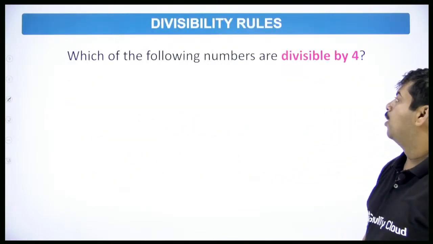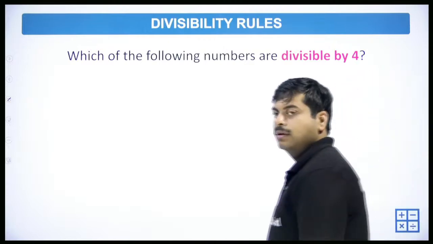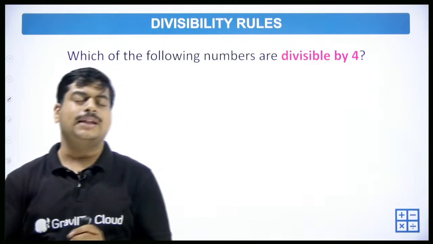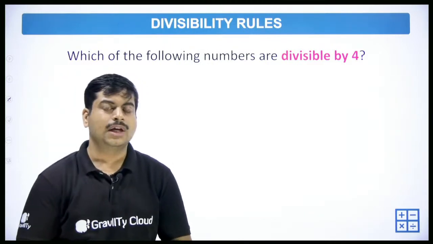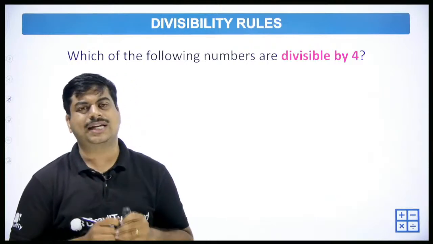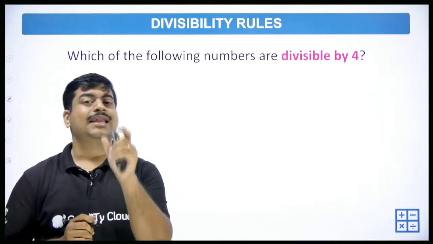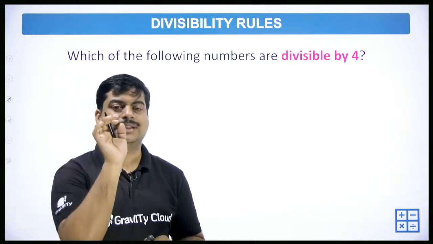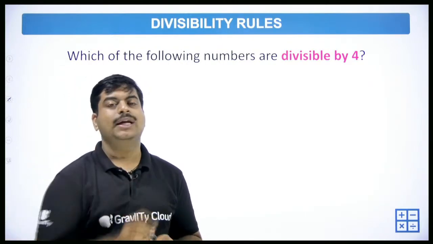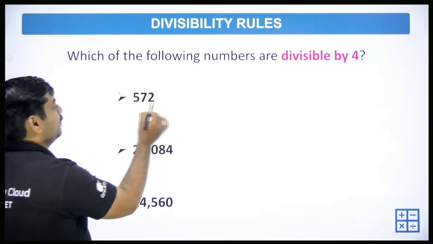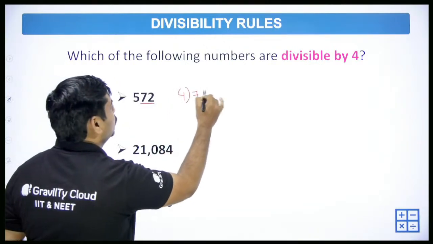Which of the following numbers are divisible by 4? So what do you mean by that? Number 4, what is the logic? Did you remember what is the logic for 4? The last 2 digits, not the sum, just the last 2 digits should be a multiple of 4. Okay, 5, 72.